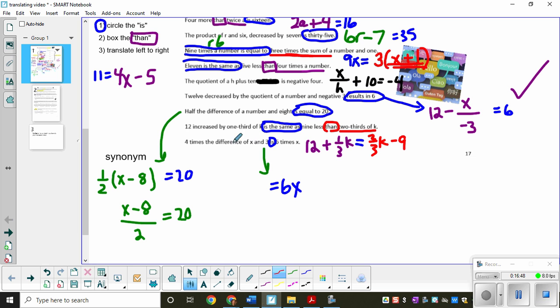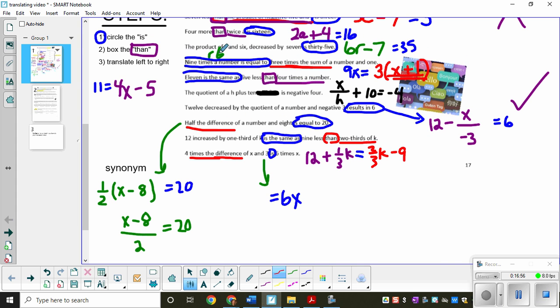There's no than, but we do have 4 times the difference. And anytime we see times the difference, or half the difference, or where was times the sum? Here was times the sum up here. We need parentheses. So times the sum or difference needs parentheses. 4 times the difference of x and 3. So the difference of x and 3 is in here in parentheses. And we have now translated that 4 times the difference of x and 3 is 6 times x.